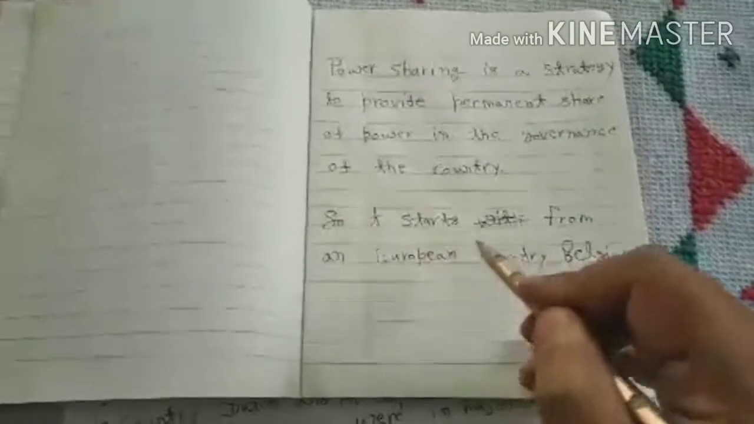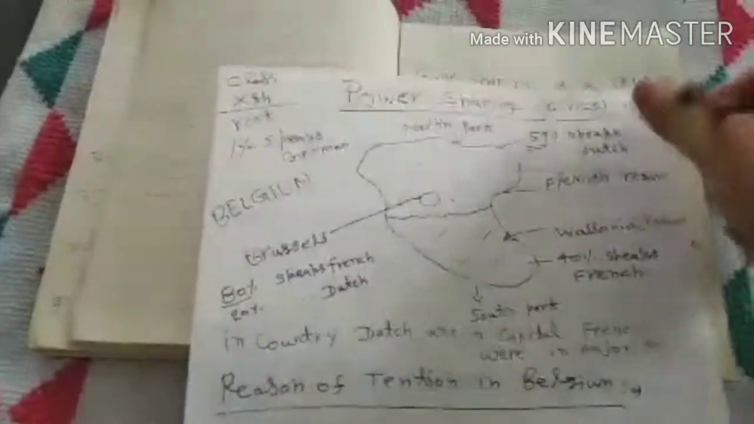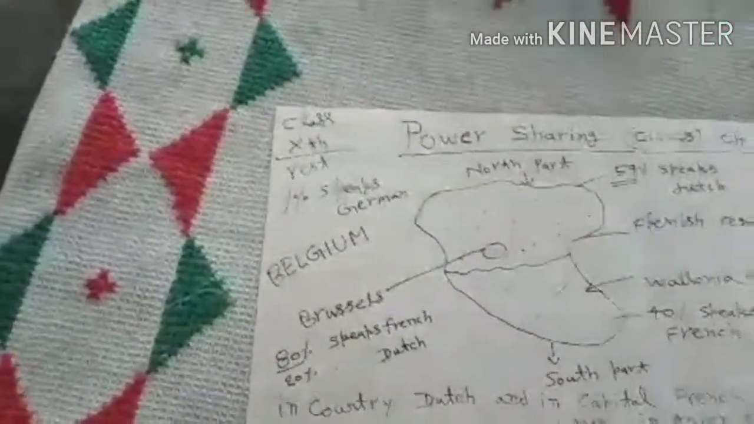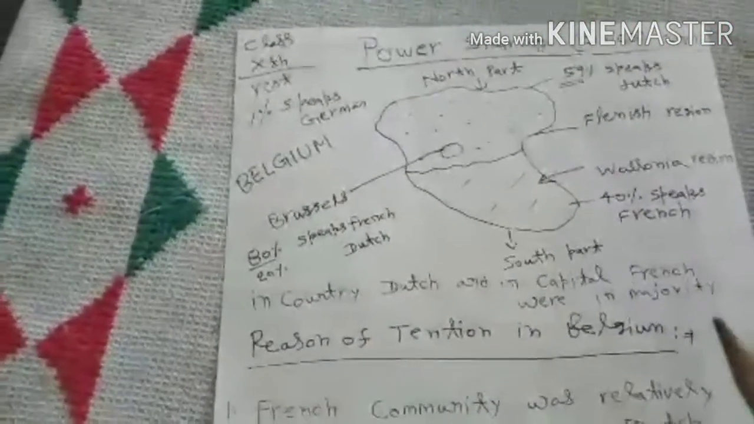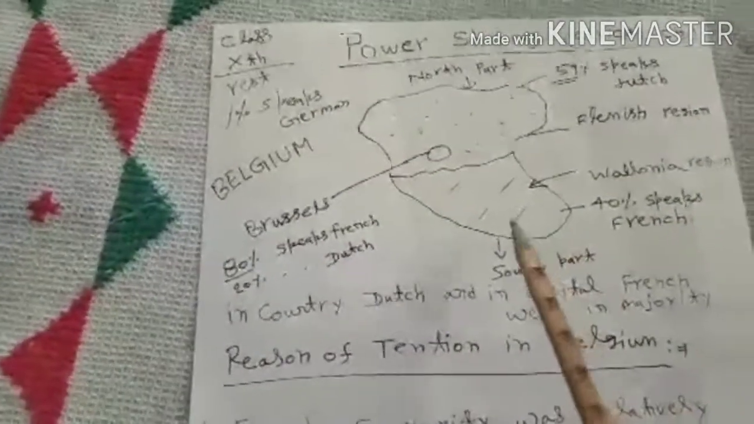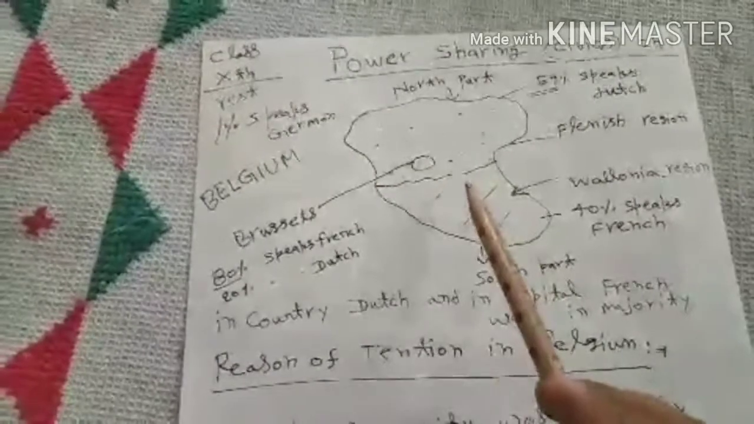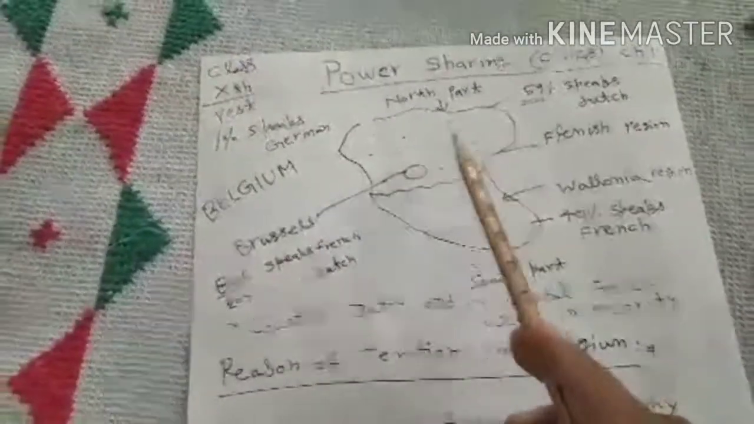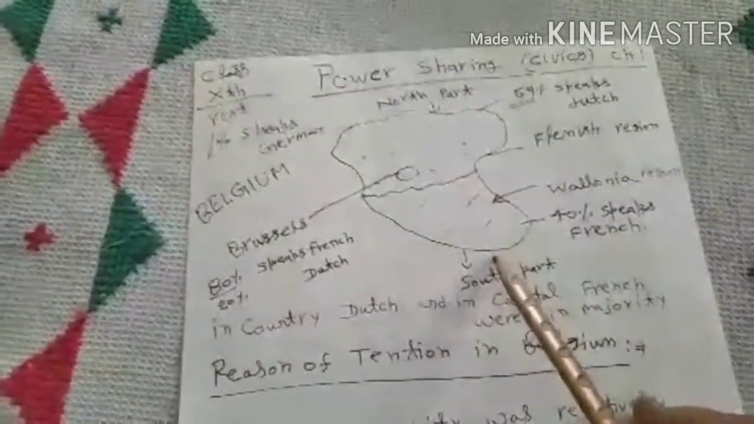It starts from a European country, Belgium. Now we will see what happened in Belgium and what their power sharing problems were. Belgium is a European country, as you can see in this map, a rough idea of the map. There are two parts of the country, the northern part and the southern part.